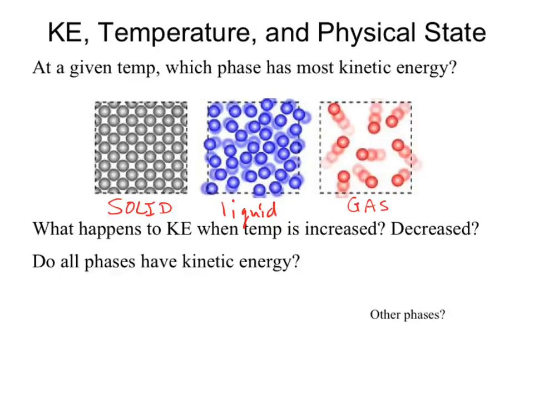The kinetic energy increases. What happens if we decrease the temperature? The opposite. Kinetic energy decreases. Does that match what we understand for our phase changes? What happens when we add energy to our solid? It becomes a liquid. What happened to the kinetic energy when we compared liquids and solids?